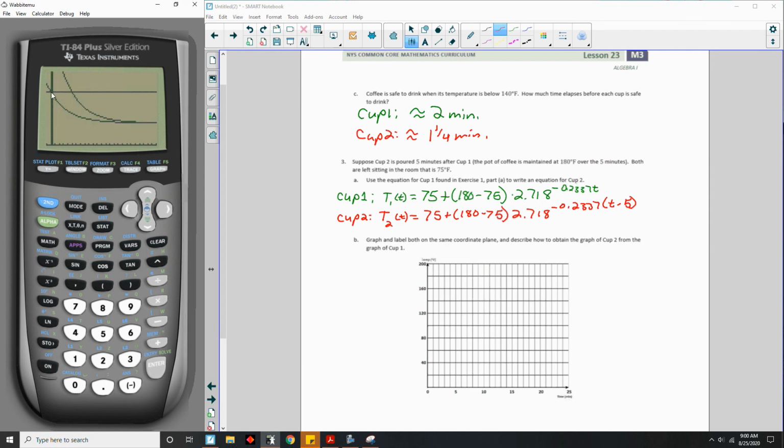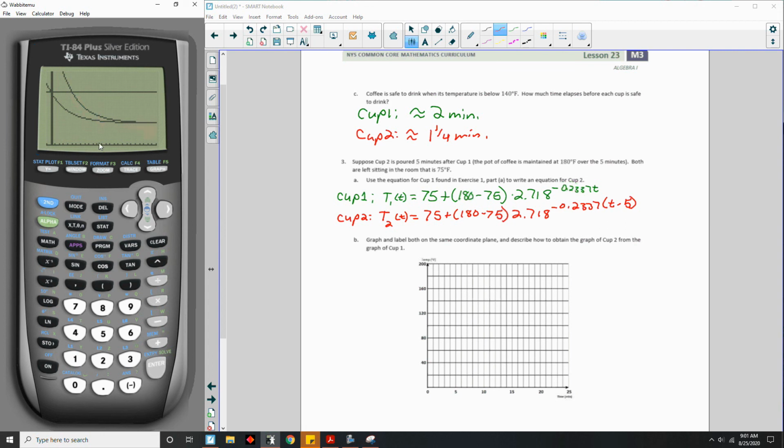So right here is time 0 of cup 1. It's 180 degrees and starts to get cooler. 5 minutes later, we pour another cup. It's at 180 degrees right here at time 5 minutes, and it starts cooling, and it's going to come down to the room temperature as well.